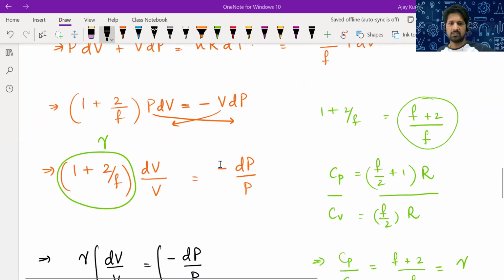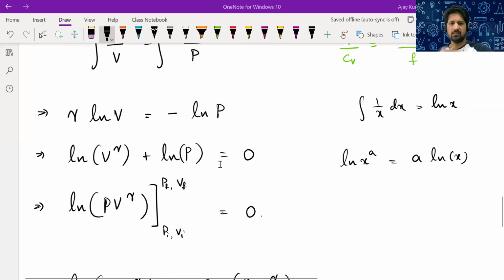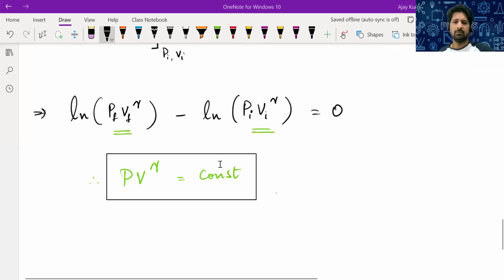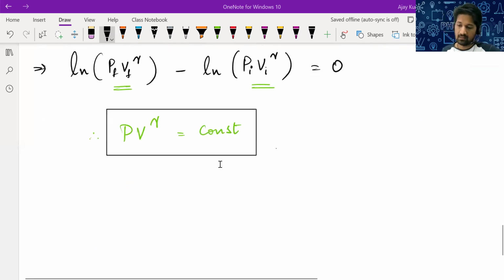So we kept all pressure terms on one side, volume terms on one side, integrated both sides such that dP, dV don't appear in the equation anymore. And finally, we see that PV to the power gamma becomes constant. Okay. Now we will be able to draw a graph.